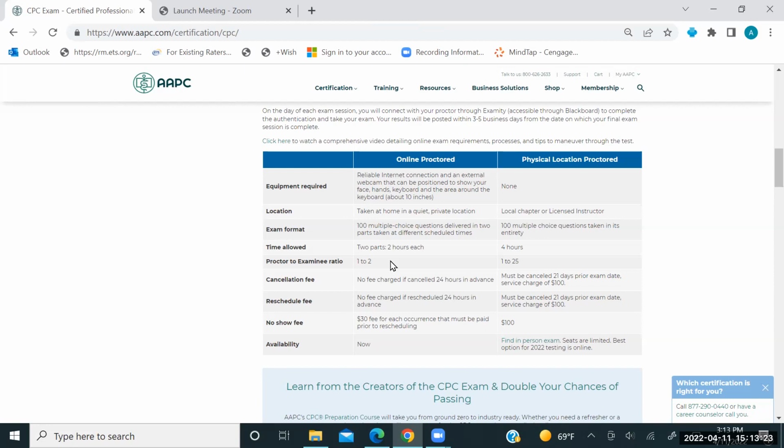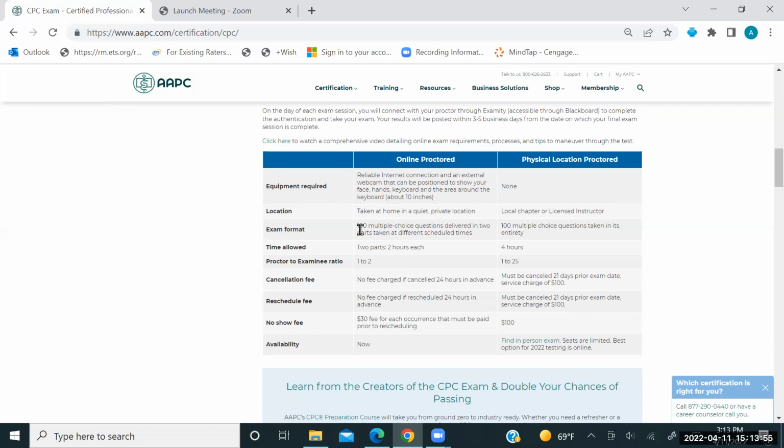And that is the 100 multiple choice questions. Like with the online, it's taken in 2 parts, and I'm not sure if those are divided evenly. I would guess they are, but there might be some variation there. It might be 45 and 55 or something like that. But the physical, if you took it in person, it would just be 100 multiple choice questions all at once. So that's the basic structure of the exam.